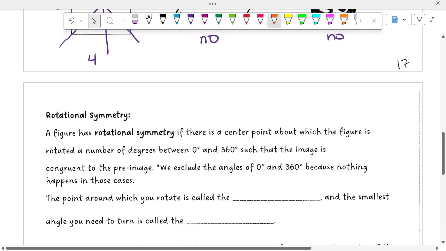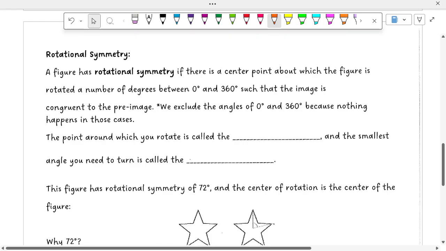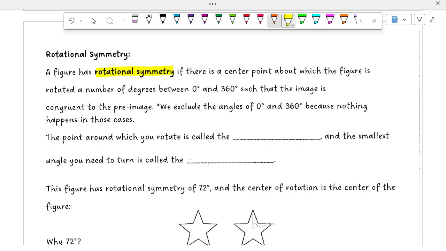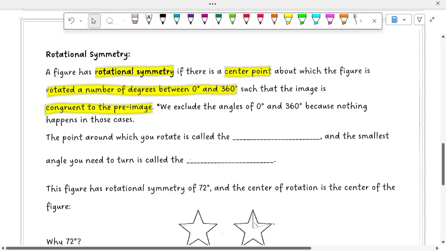Now, sometimes a figure may not have a line of symmetry, but it has rotational symmetry. Rotational symmetry is when we turn the figure and it looks exactly the same. So it's a center point rotated a number of degrees between 0 and 360, where the image is perfectly congruent to the pre-image. And we exclude 0 degrees and 360 degrees for obvious reasons, because if you go a full circle all the way around, of course it's going to look like itself.